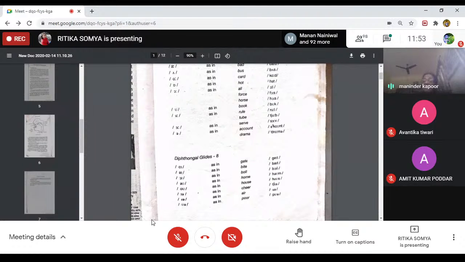So when the front of the tongue is being raised, you call it a front vowel. When it is the center of the tongue that is being raised, you speak of it as a central vowel. When it is the back of the tongue that is being raised, you speak of it as a back vowel, right? So it's as simple as that.